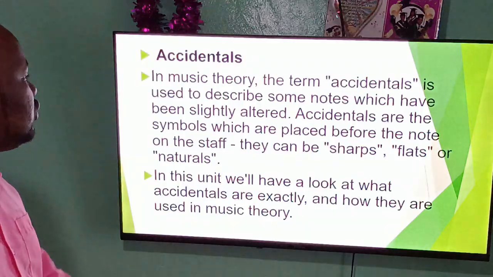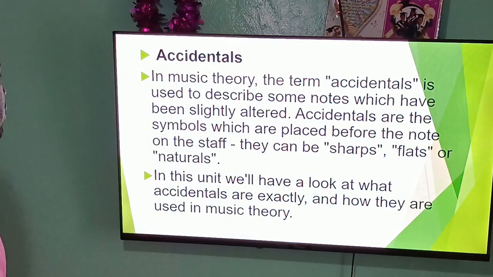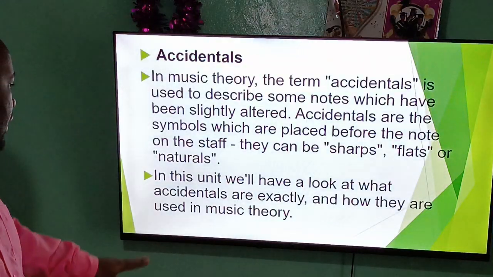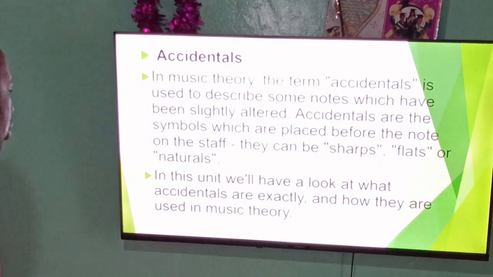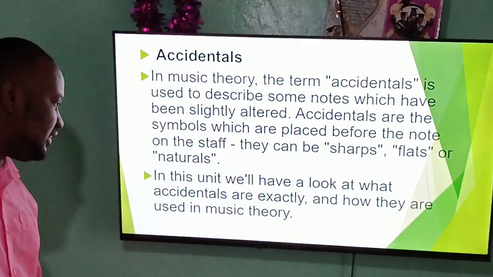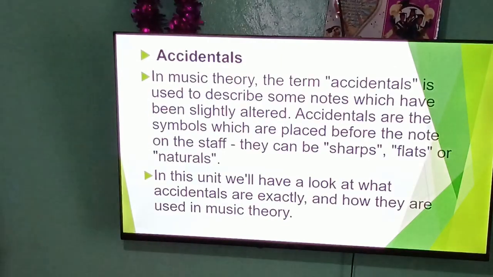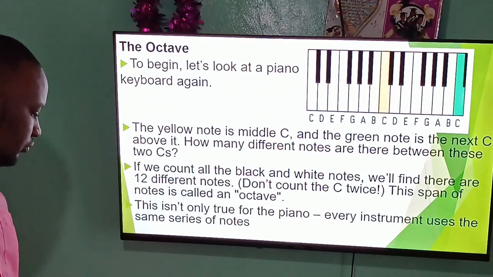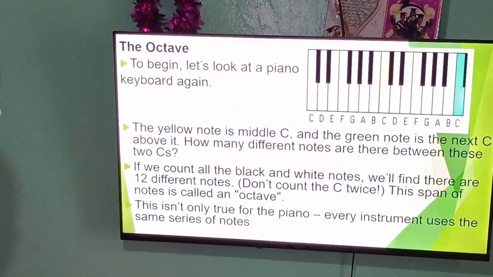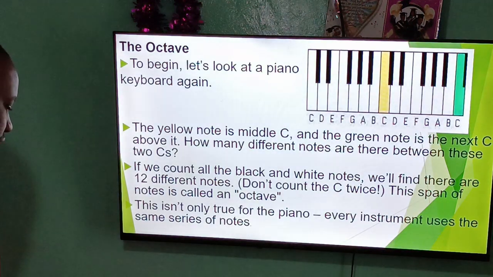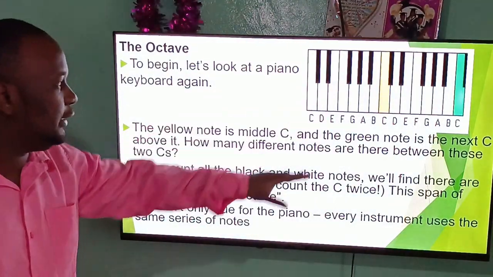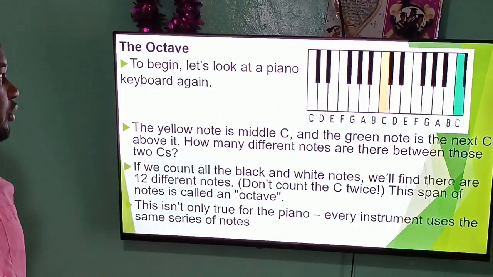Accidentals are the symbols which are placed before the note on the staff. They can be sharps, flats, or naturals. In this unit, we will have a look at what accidentals are exactly and how they are used in music theory. To begin with, let's look at the octave on the keyboard again. This is a sample of a keyboard, or how a keyboard looks.